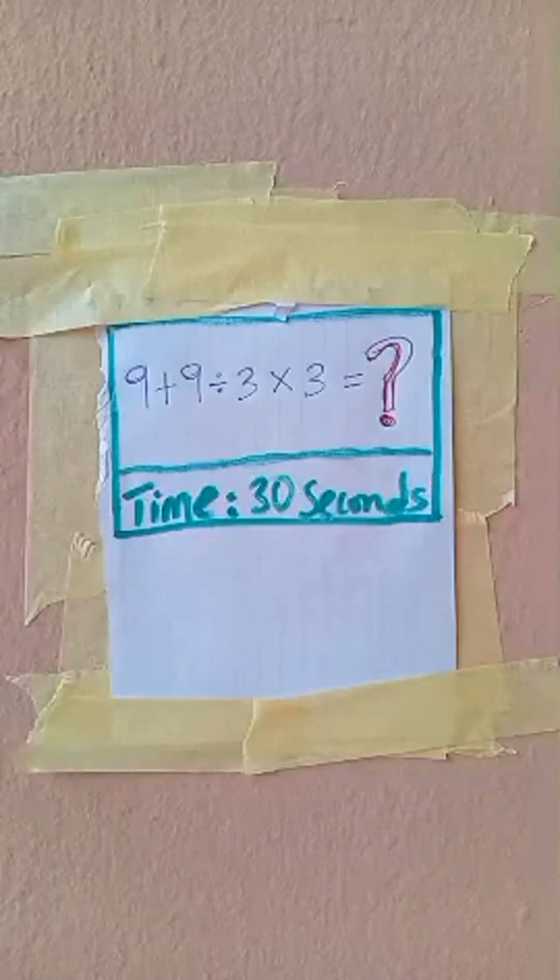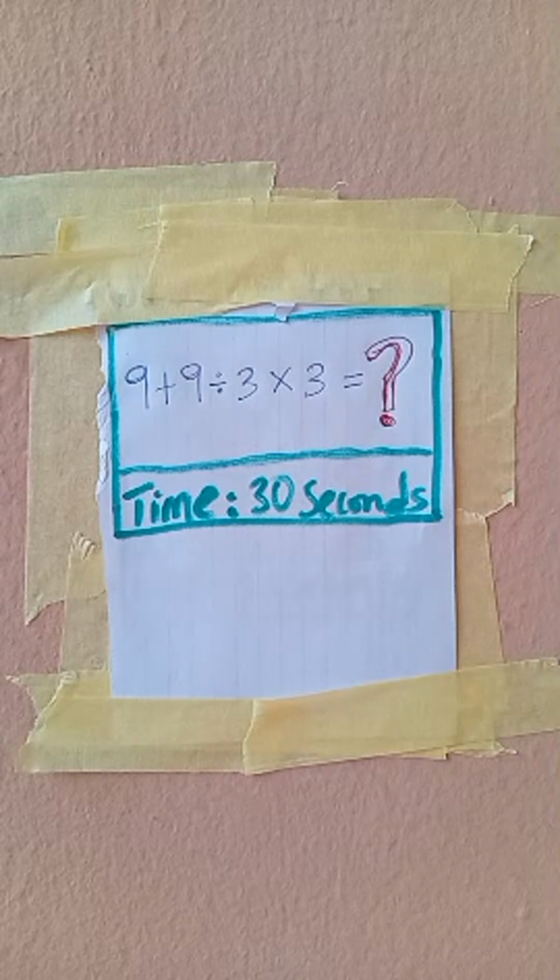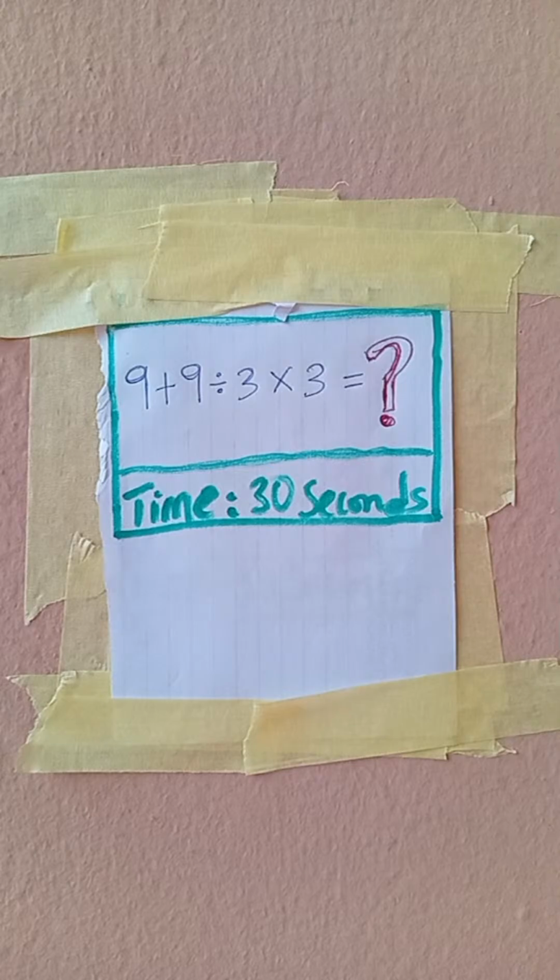So tell me, what is 9 divided by 3 times 3? What is 9 plus 9 divided by 3 times 3? Tell me the answer in the box or in the comment section. I'll be so grateful if you do that. Okay? Tell me the answer in the comment section. Add 9 plus 9 together, then divide whatever answer you have by 3, and then multiply the answer by 3, and that will give you the answer to this particular question.